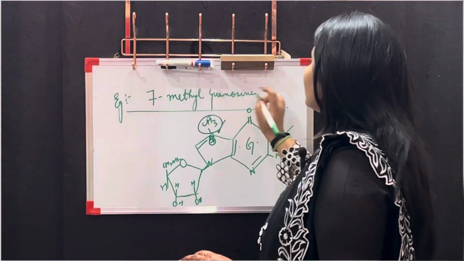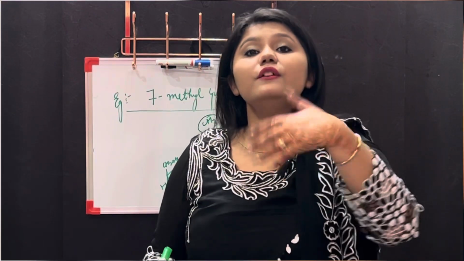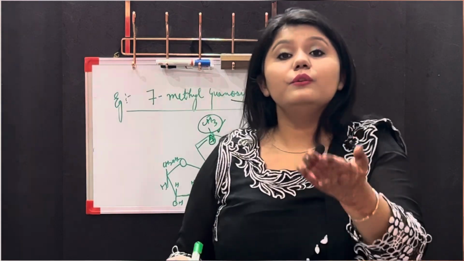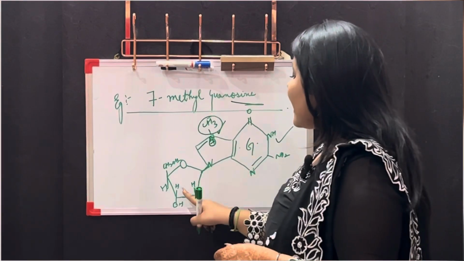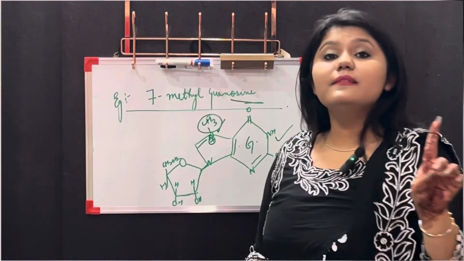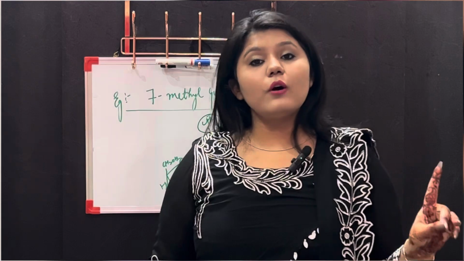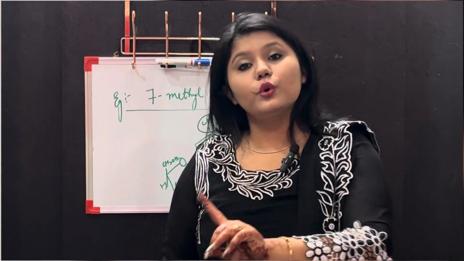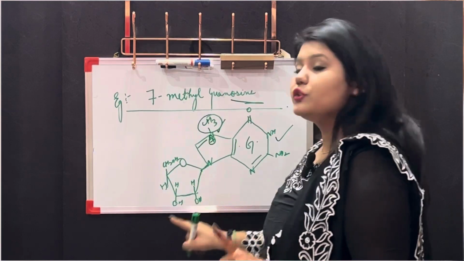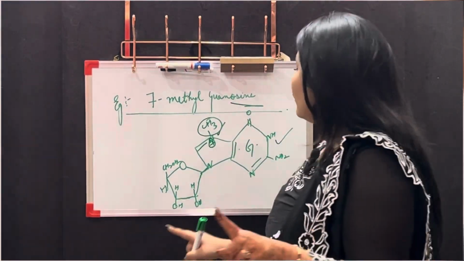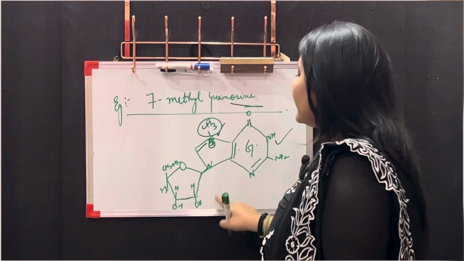Now we have to draw the structure of guanosine. I told you that guanine is a base and guanosine is a nucleoside. A nucleoside is sugar plus base. I have not mentioned whether you have to write deoxyribose or ribose, so by default, you have to write the ribose sugar only. We will not mention the deoxyribose sugar. Okay. So we have the 7-methyl guanine base and we have the ribose sugar.